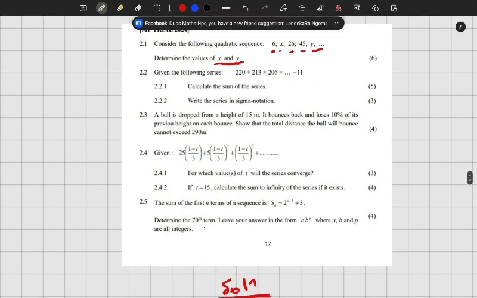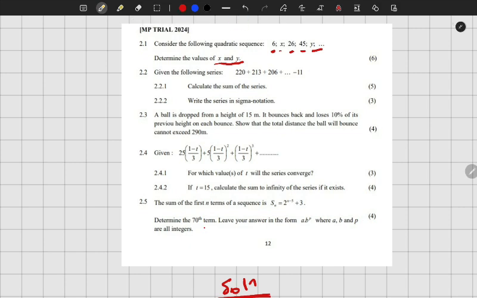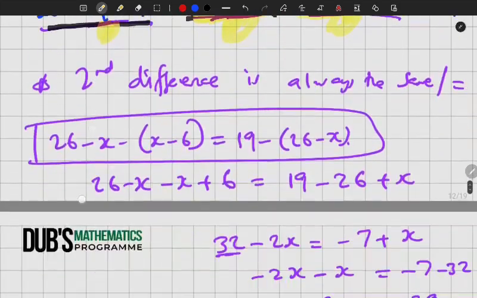Then 2.2, we have: calculate the sum of the series. We are given a series. Let's just write it down.